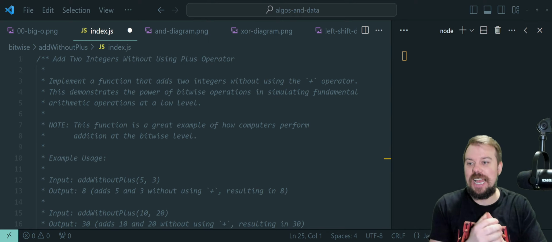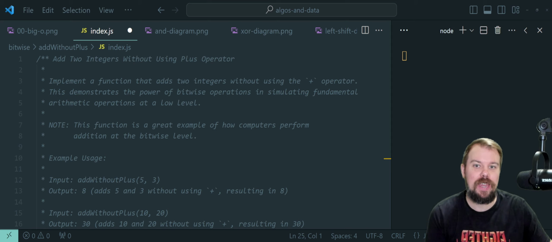So now we're going to dive into the world of bitwise operations and see how we can add numbers together without the trusty addition operator. So grab your coffee if you need one, and let's get coding.